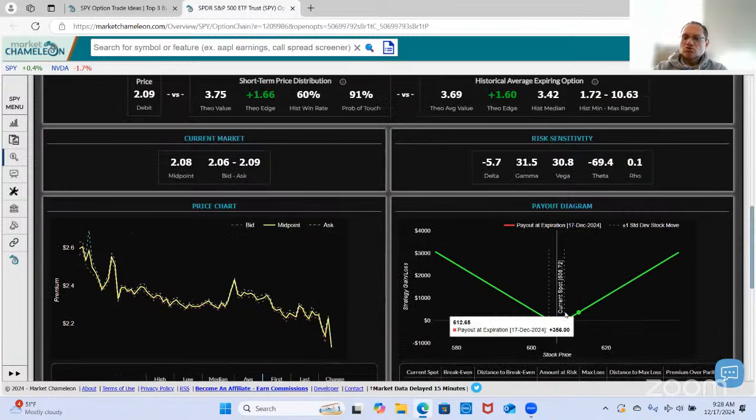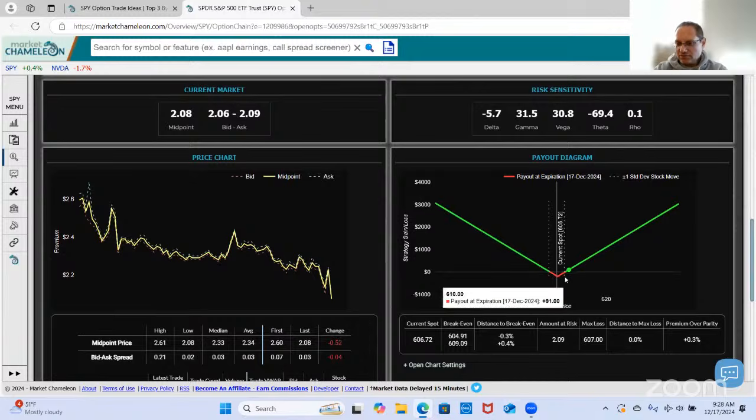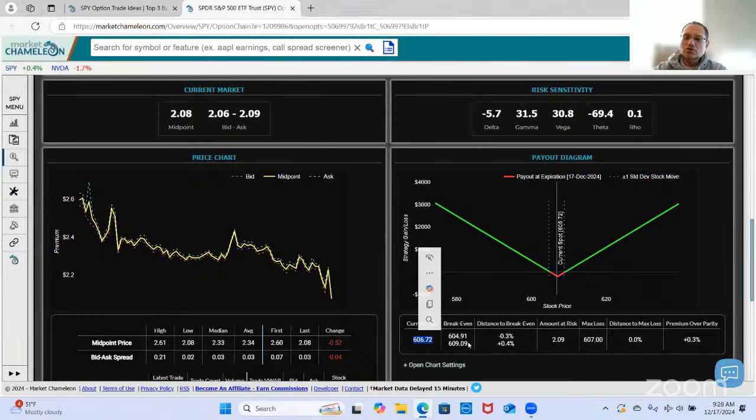Lastly, this is what the straddle payout looks like at expiration. So you could see here in the red, that's where you lose, in the green, that's where you make. That's where the straddle has to move up or down. So if the current stock price is 606.72, your break even is 609.09 to the upside, 604.91 to the downside. Anything below that or above that, you're in the money, covering the cost of that straddle.